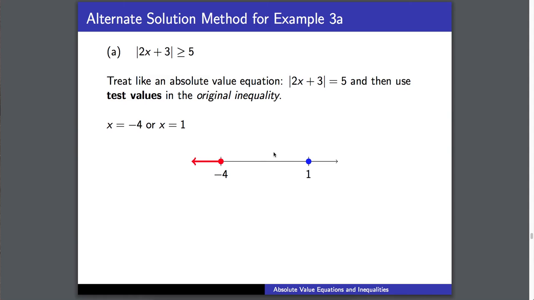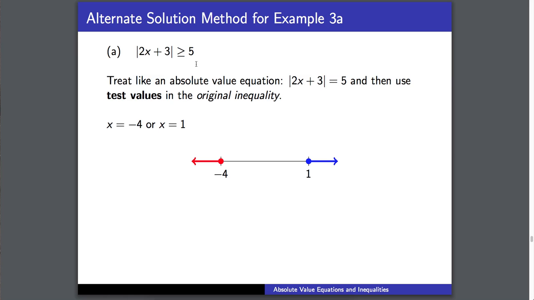If we pick a value between -4 and 1, such as 0, 2 times 0 plus 3 is 3. The absolute value of 3 is not greater than or equal to 5, so we would not want to include that. And then if we test out a value that's larger than 1, such as 10, 2 times 10 plus 3 is 23. The absolute value of 23 is 23, and 23 is greater than or equal to 5, so we would want to include that. So again, this alternate solution method, you don't have to worry about flipping the inequality sign when you divide or multiply both sides by a negative.